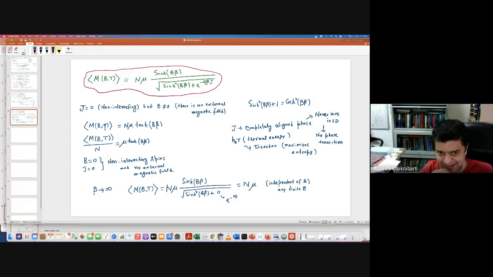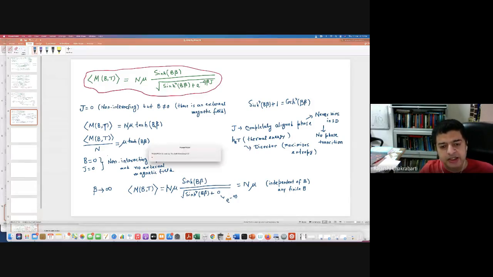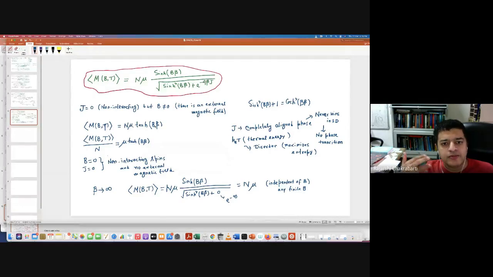Is this clear? So basically, I can plot this quantity also, the magnetization when your spins do not interact. What is the expression? This is n mu tanh beta B. Yes, sir. So let us plot that.